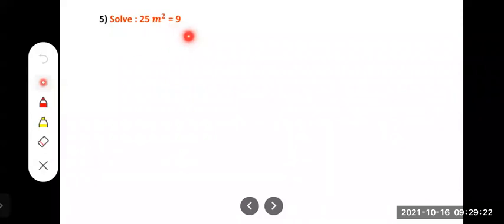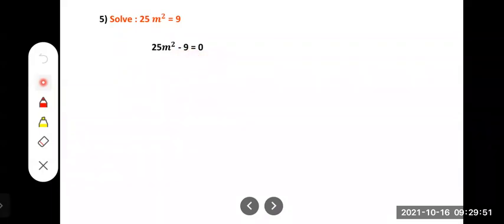So if they give like this, so how we can do? Okay, see, listen here, children. See, take this 9 inside. 25m square, this plus 9 comes to the other side, I mean left side. What it becomes? Minus 9 equal to 0. Okay, so this type of question they asked in the board exam, students. So you have to practice this one well. 25m square minus 9 equal to 0.